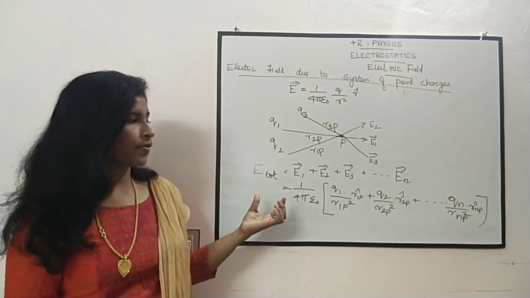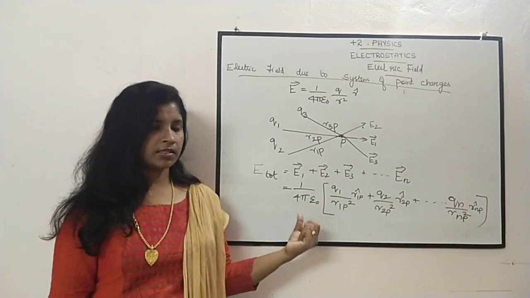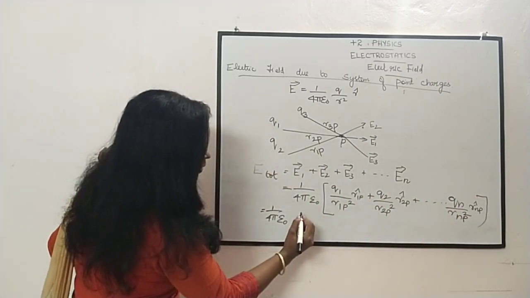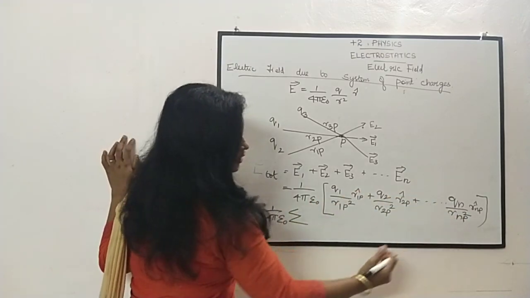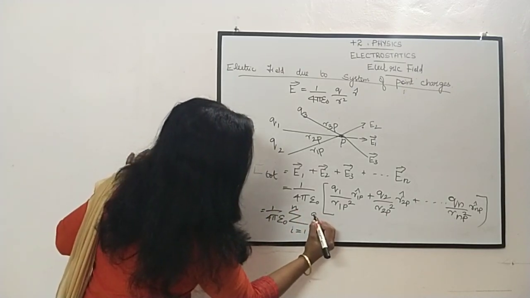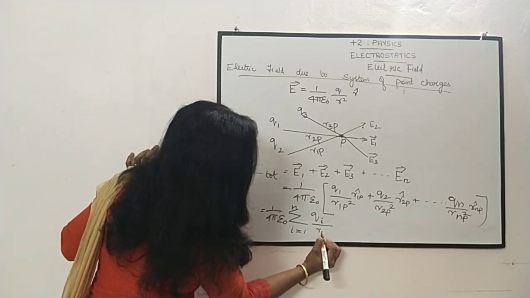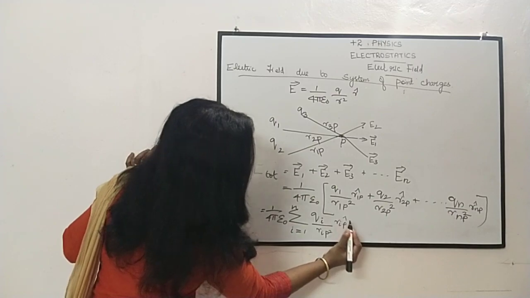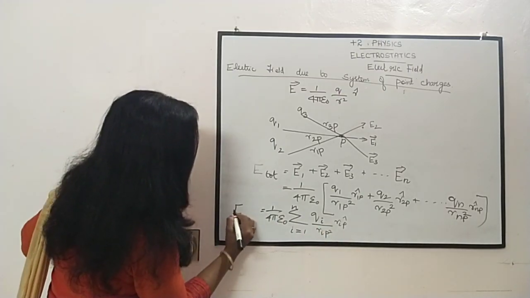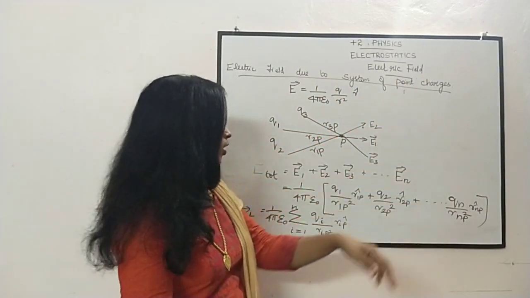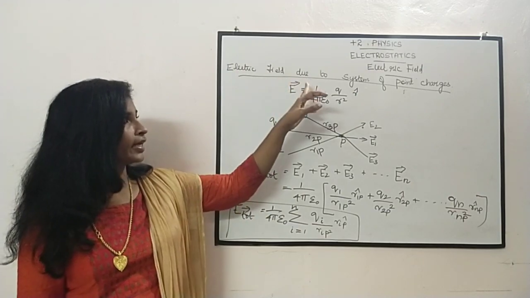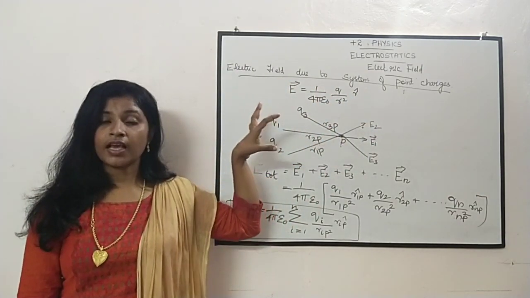By this way we can calculate the total electric field. I am going to simplify this equation further: we can write it as 1 by 4 pi epsilon naught times the summation, because we are adding up all these values, with i from 1 to n, of Qi by RiP square into RiP cap. So simply we can write the total electric field due to the system of point charges as this formula. By using the superposition principle we have found the electric field due to a system of point charges distributed in free space.